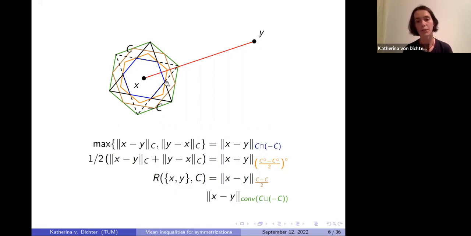Here on the picture, you see all these symmetrizations for this triangle. So the blue hexagon corresponds to the triangle intersected with minus itself. Then the orange is the harmonic mean, the brown is the arithmetic mean, and the green is the convex hull. And we see now that all of these norms are different.